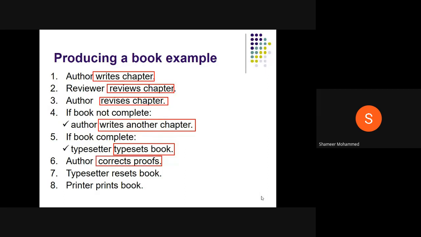Author, after corrections are made, will check that everything is correct, alignment, grammar. Okay, these things he will check. Then reset the book. Finally, print the book.